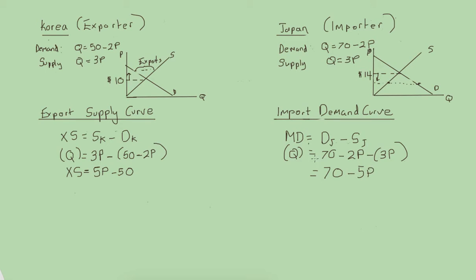You can see that the export supply curve has a positive slope of plus 5 and the import demand curve has a slope of negative 5. That's a coincidence, and if you go back to the underlying curves, you can see that I had the same slopes for demand and supply in Japan and Korea. It doesn't have to be like that. So now we have our import demand, and this means that if we want to know what the world price is, we should set export supply equal to import demand, and then we can solve for price and quantity, but we'll do that in the next video.